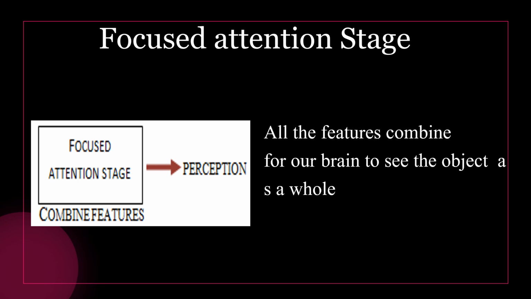The second stage is called the focused attention stage. During this stage, all the object's features combine for us to view this object as a whole. Each feature belongs in a specific map in our brain. We combine all the features into a master map, and this allows us to perceive the object as a whole. This stage needs attention.